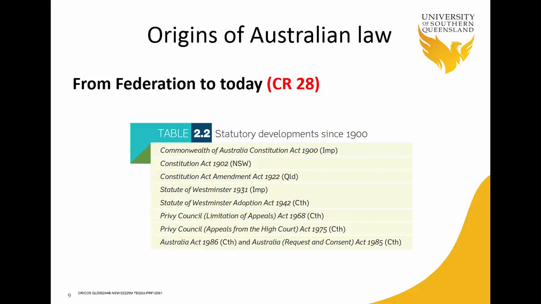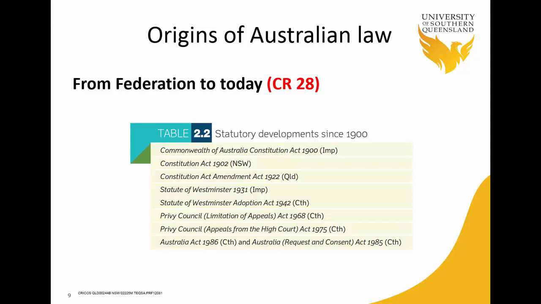Later, of course, there was the Privy Council Appeals from the High Court Act of 1975, which removed the right of appeal from the High Court of Australia to the Privy Council, but it was still possible for litigants to appeal from a state Supreme Court to the Privy Council on questions of state law until, of course, 1986. So with this Act of 1975, you couldn't appeal anything from the High Court, regardless of whether it was federal law or state law.